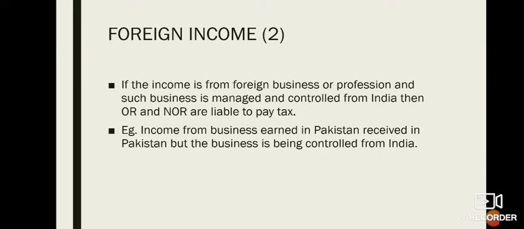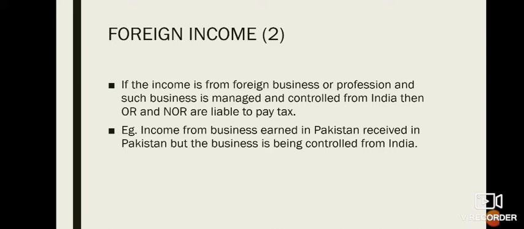An example for this is income from business earned in Pakistan, received in Pakistan, but the business is being controlled from India. When the income is received in Pakistan, earned in Pakistan, but the control and management is done from India, then it falls under category 2, wherein ordinarily and not ordinarily resident has to pay tax on it.